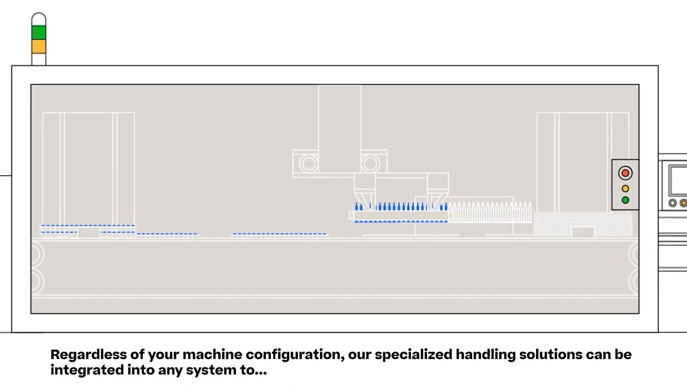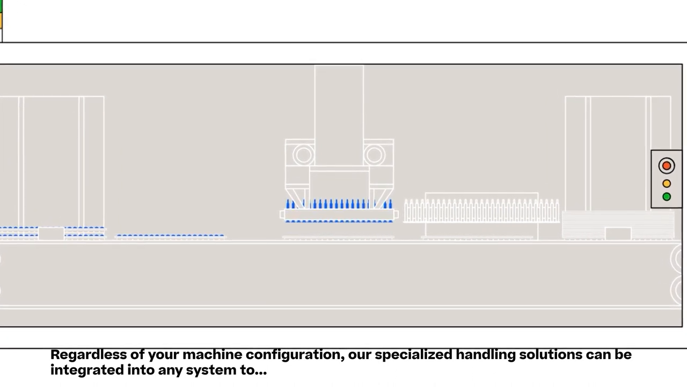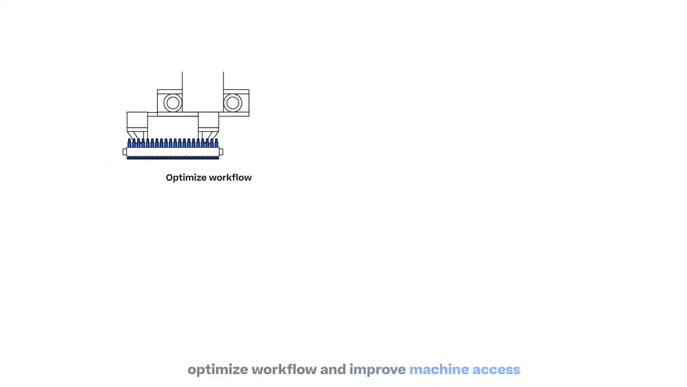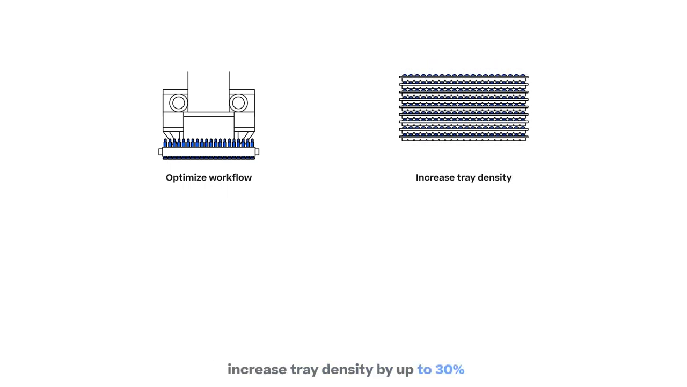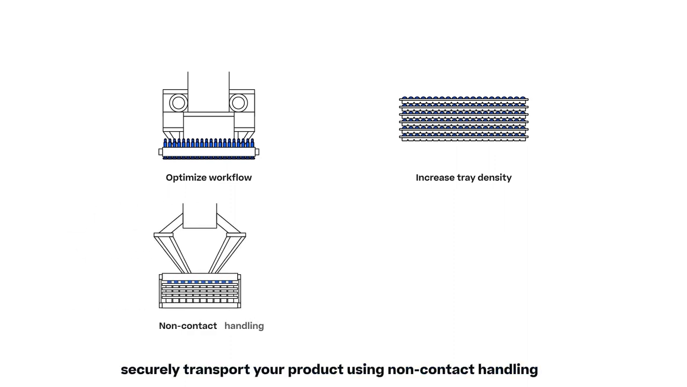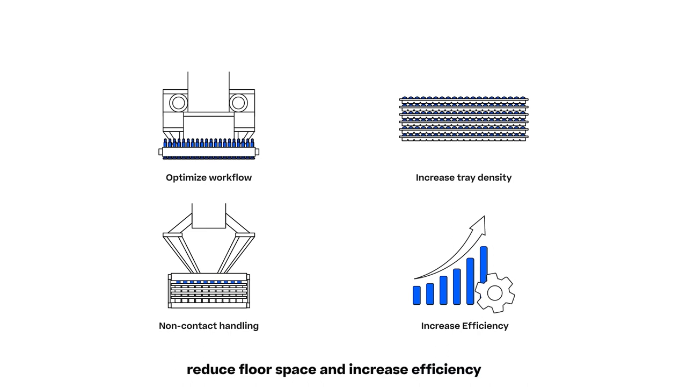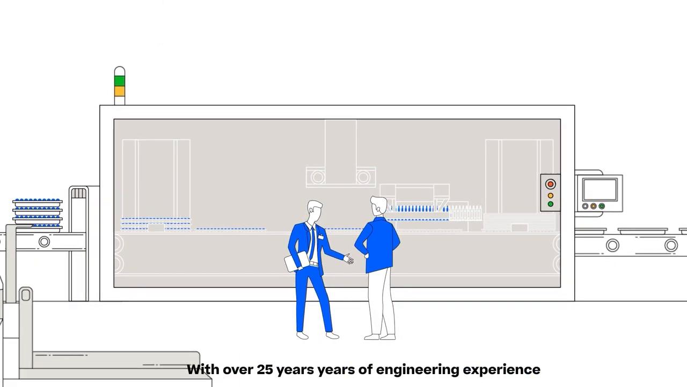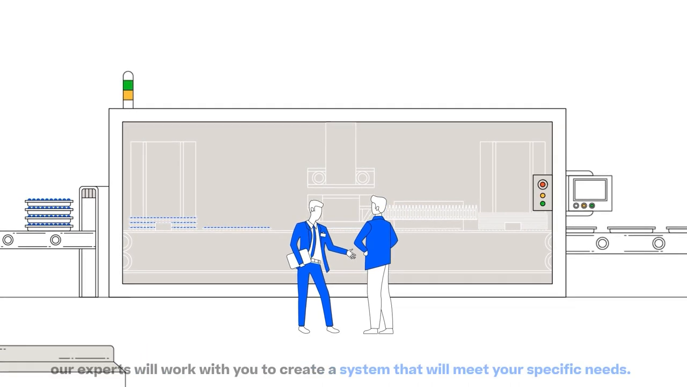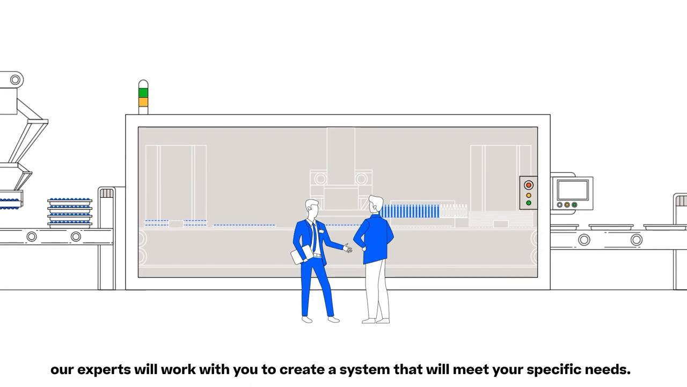Regardless of your machine configuration, our specialized handling solutions can be integrated into any system to optimize workflow and improve machine access, increase tray density by up to 30%, securely transport your product using non-contact handling, reduce floor space and increase efficiency. With over 25 years of engineering experience, our experts will work with you to create a system that will meet your specific needs.